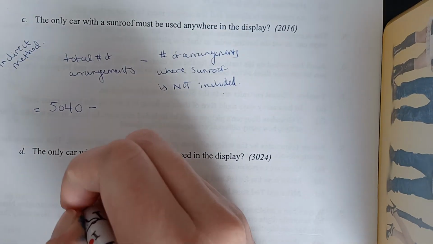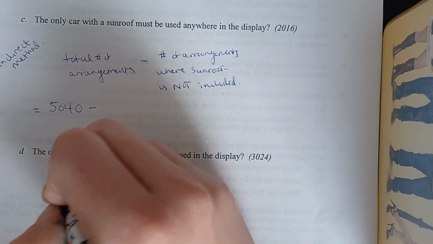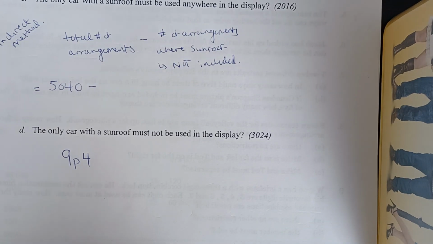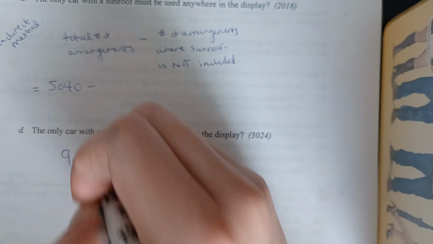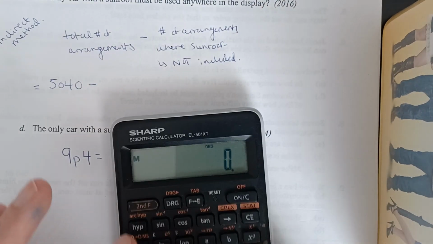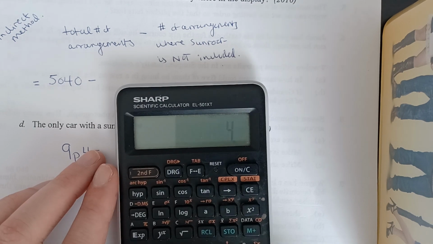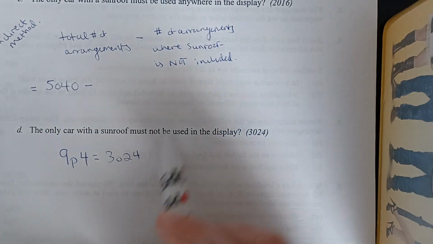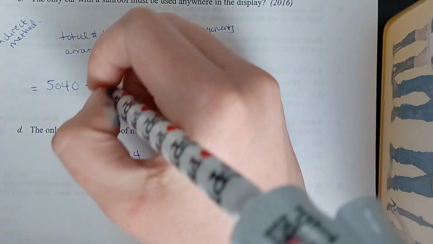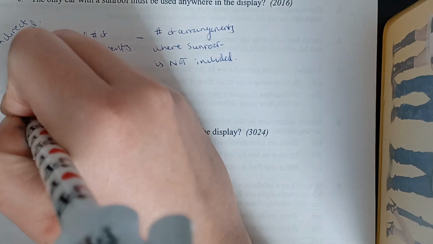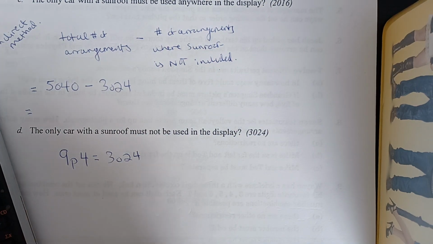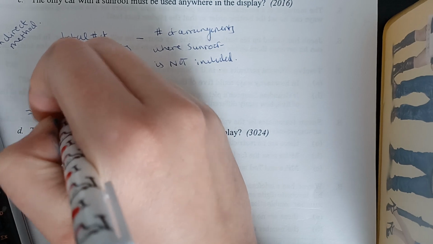So the question changes from 10 pick 4 to 9 pick 4. Because we can't even touch that car with the sunroof, it's not really even in our total to pick from. If we put that in our calculators, 9 pick 4, we get 3,024. Now we can sub that back in here. 5,040 minus 3,024 equals 2016, which is the answer there.